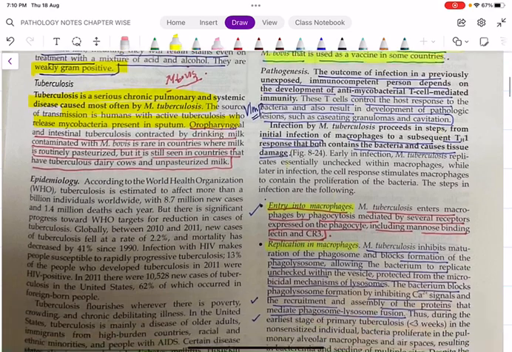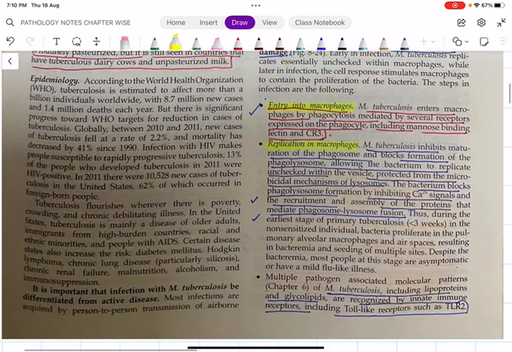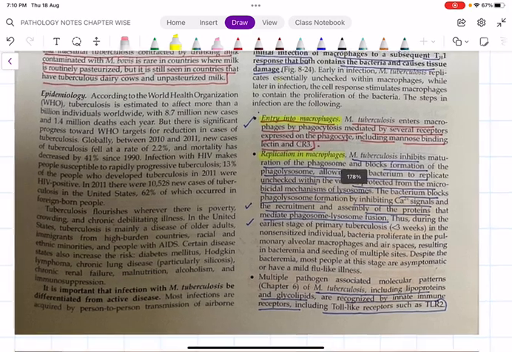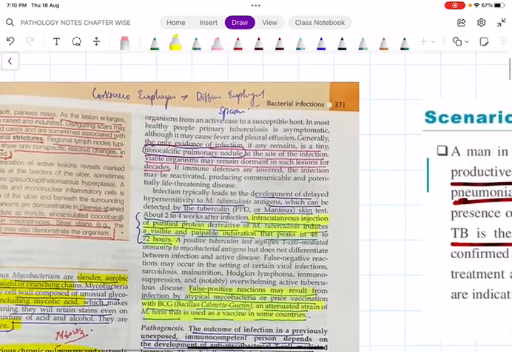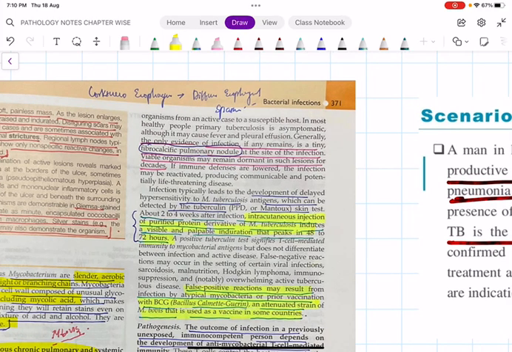Coming to epidemiology, I have already told you that tuberculosis is one of the most common causes of chronic pulmonary disease as far as a developing country like India is concerned. Most infections occur by person-to-person transmission or airborne organisms. Very, very important.